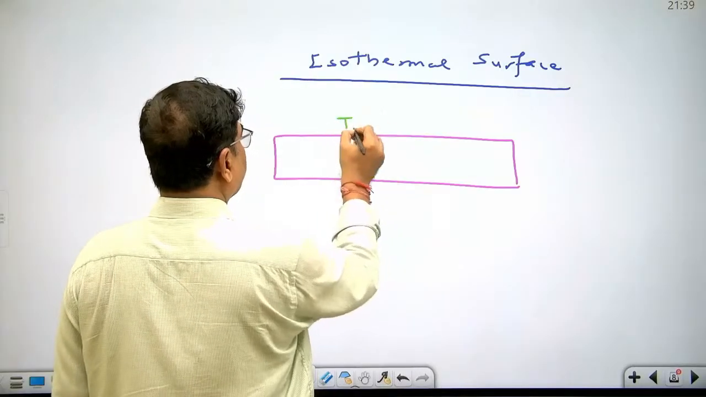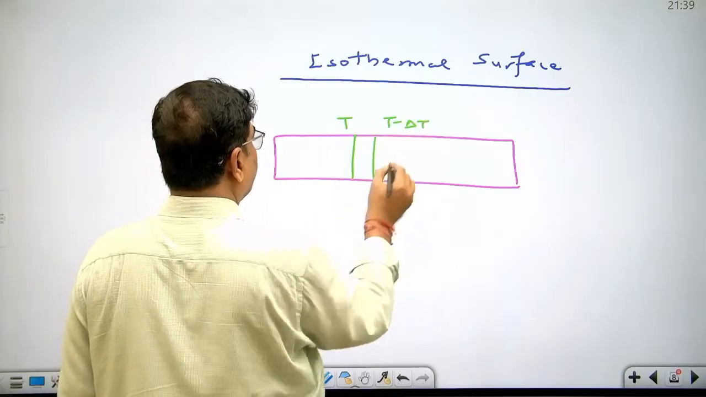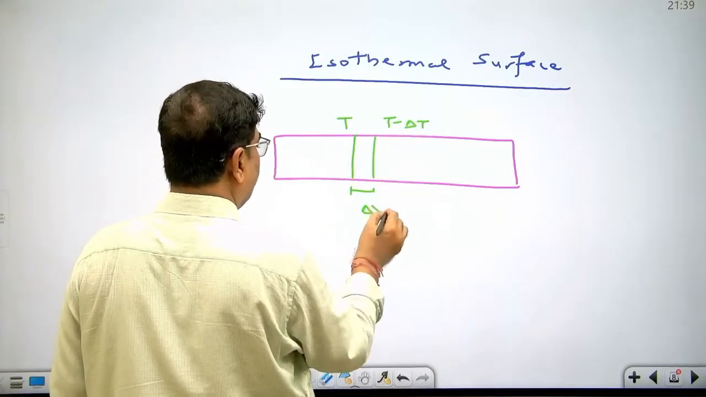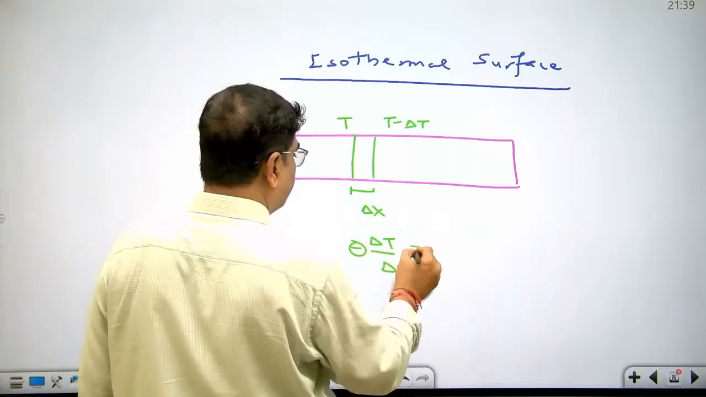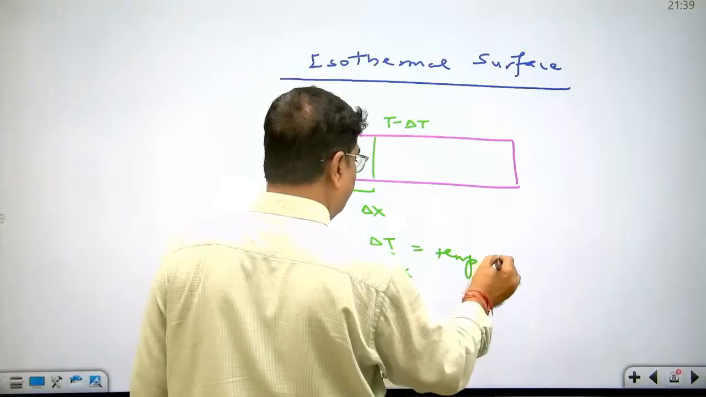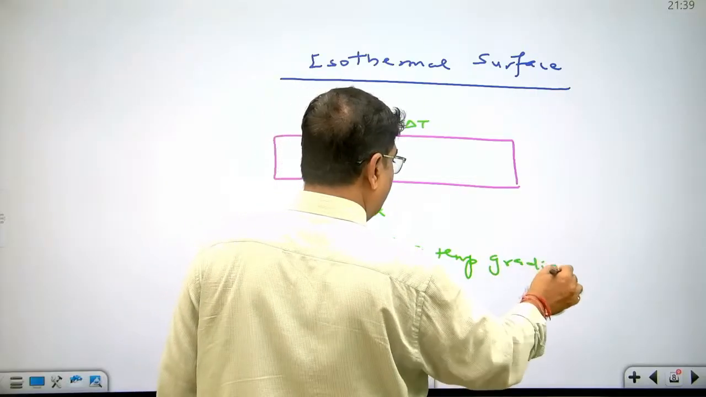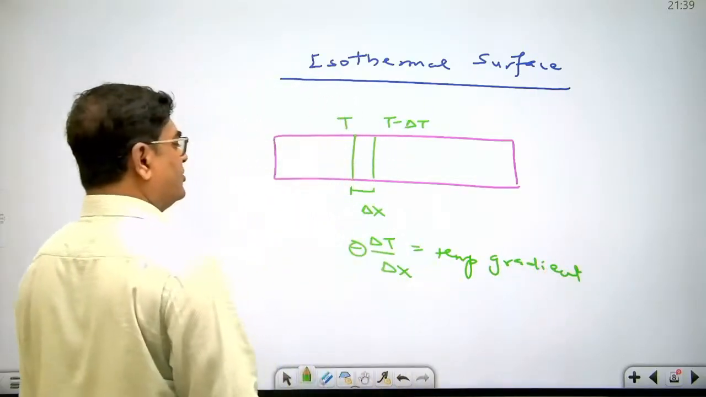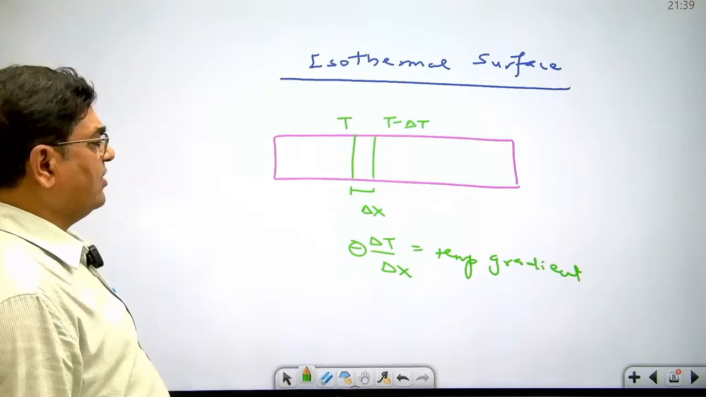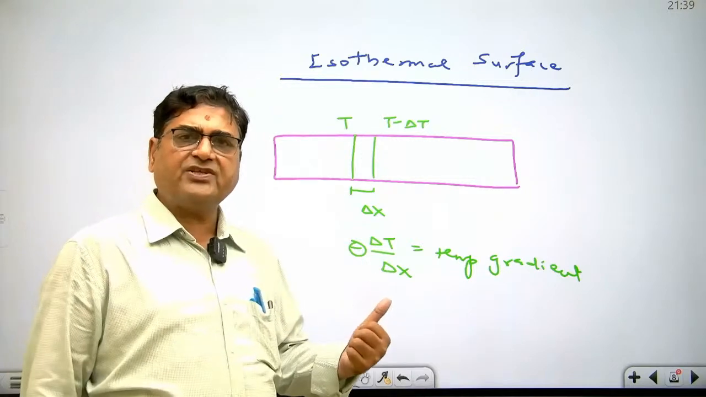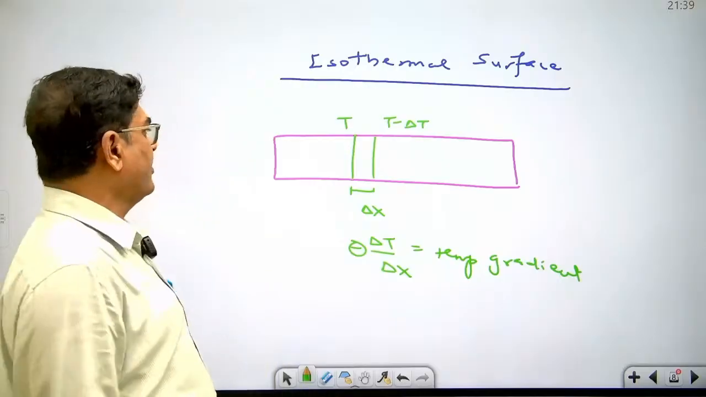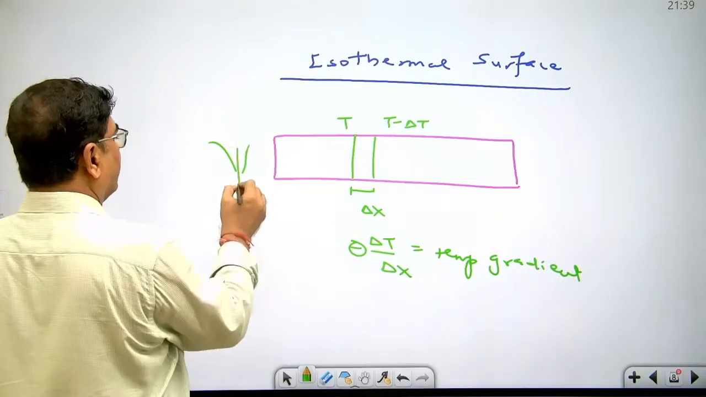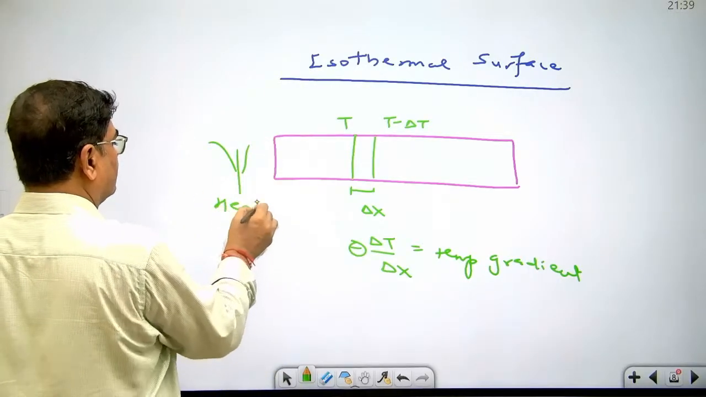Suppose here is temperature T, here is temperature T minus delta T. This distance is delta X. So delta T upon delta X, this is called temperature gradient. What is its meaning? Loss in temperature per unit length in the direction of heat flow is called temperature gradient. And remember, in the direction of heat flow, this is heat source.